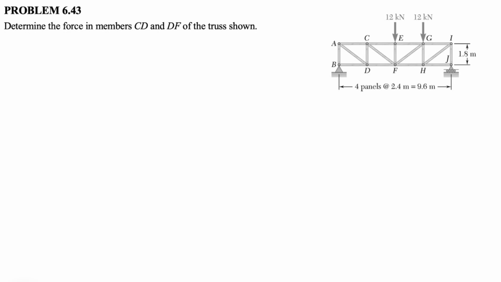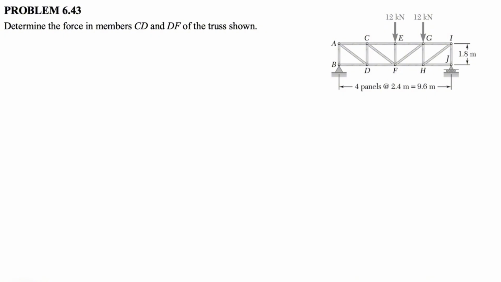We're going to be solving question 43 from the 6th chapter of the Beer and Johnston textbook. I'm going to find the force in the members CD and DF of the truss shown, and since we are going for specific members in here, we can use the method of sections as opposed to the method of joints, where we go to each joint in order to find the force in the member. And at the end, we're going to state if the member is in tension or compression.